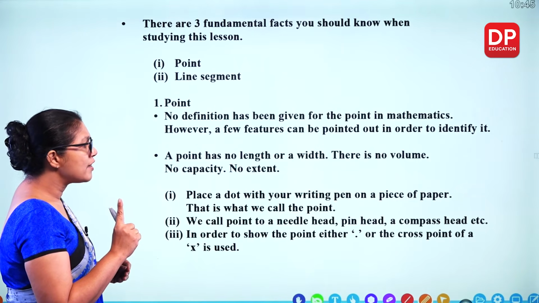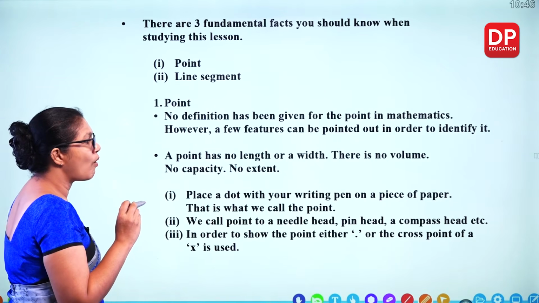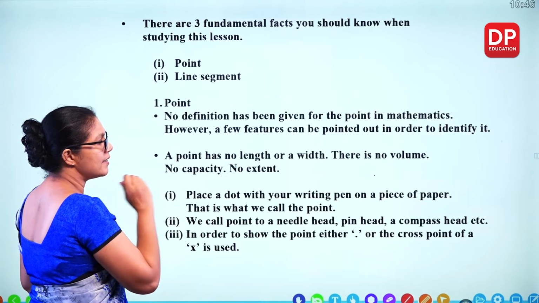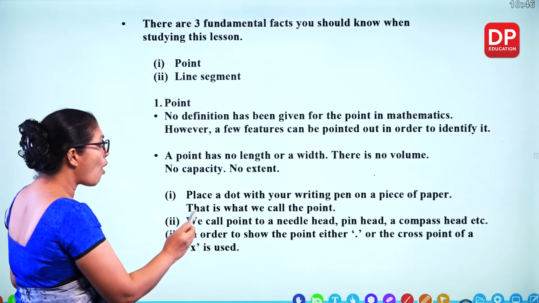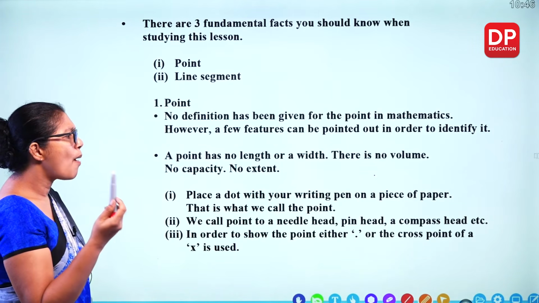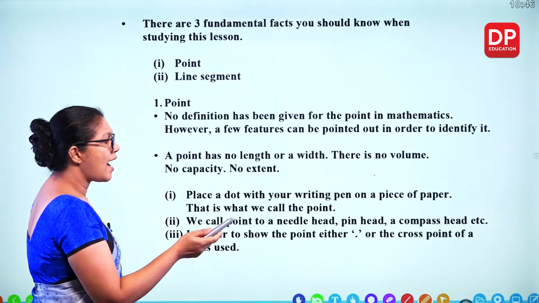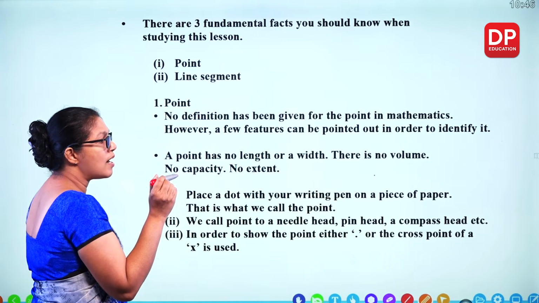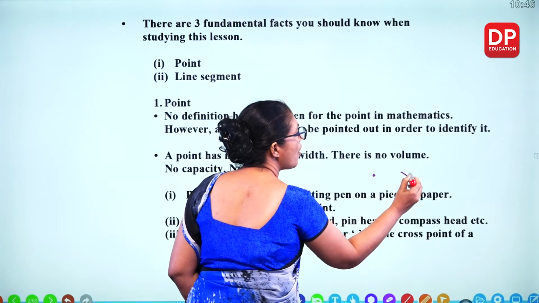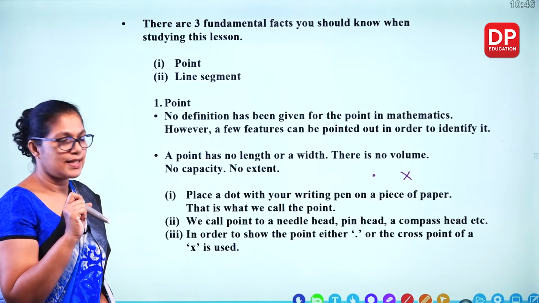Place a dot with your writing pen on a piece of paper. That is what we call the point. So you can put a dot there. So that's a point. We call a needle head, pinhead, or a compass head, etc. a point. In order to show the point, either you can put a dot or a cross to represent a point.